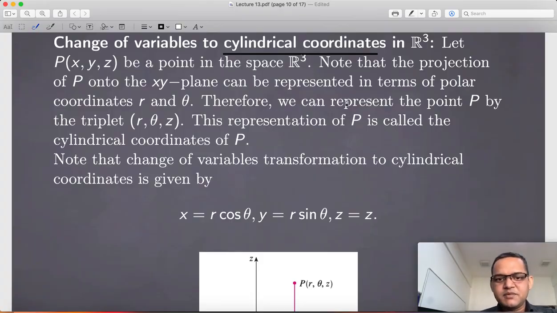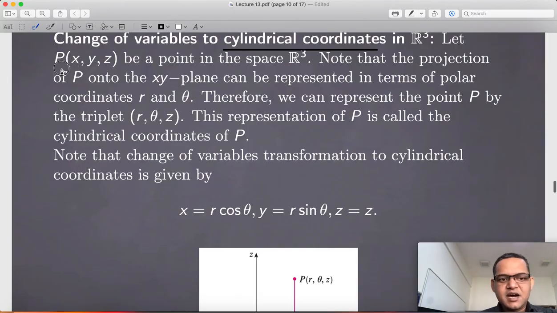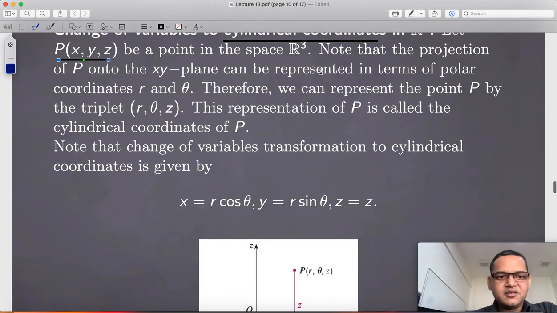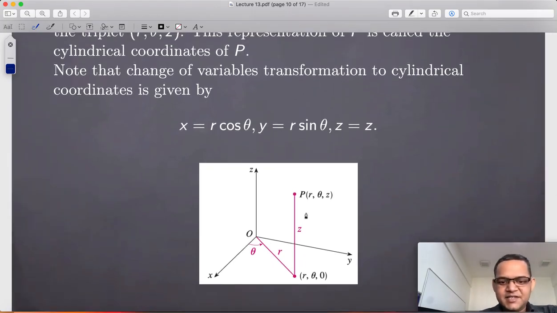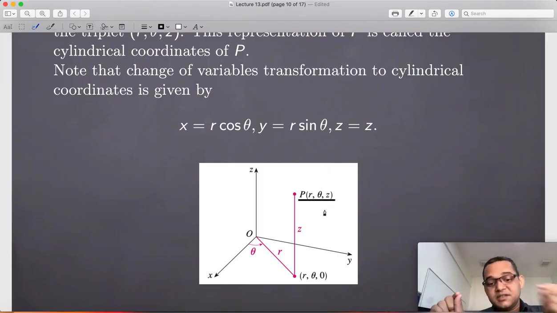Okay, so basically what we can do is, if I take a point P in the x, y, z space in R3, then we can represent this point in terms of r, theta and z. I'll tell you what r, theta and z are. I will just talk while looking at this picture, the same thing I have written upstairs. So you have a point. Now we are given this point.